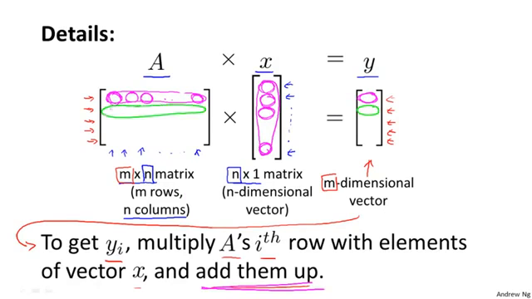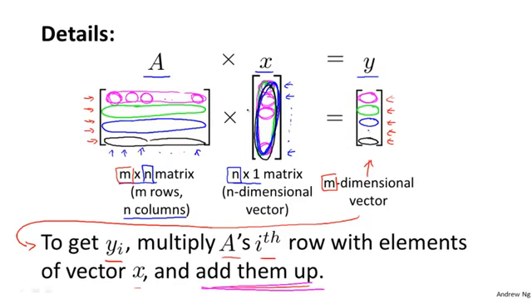So we take the second row of A and multiply elements-wise with the elements of x and add up the results of the products, and that would give me the second element of y, and keep going. Then I'm going to take the third row of A, multiply elements-wise with the vector x, sum up the results, and then I get the third element, and so on until I get down to the last row. So, okay? That's the procedure.